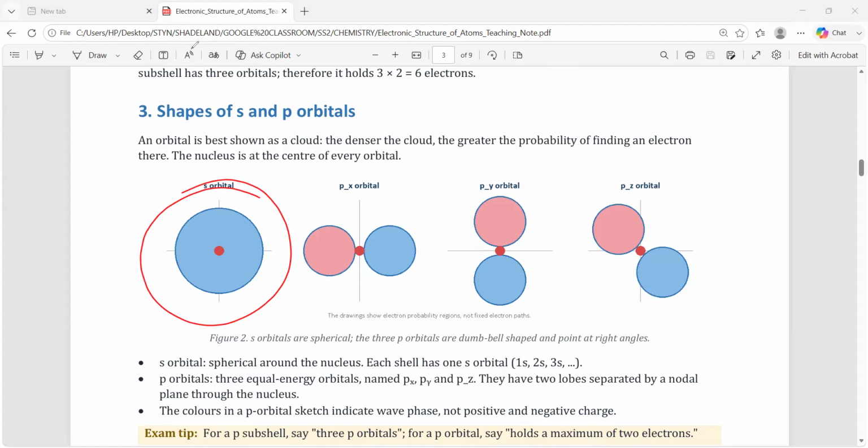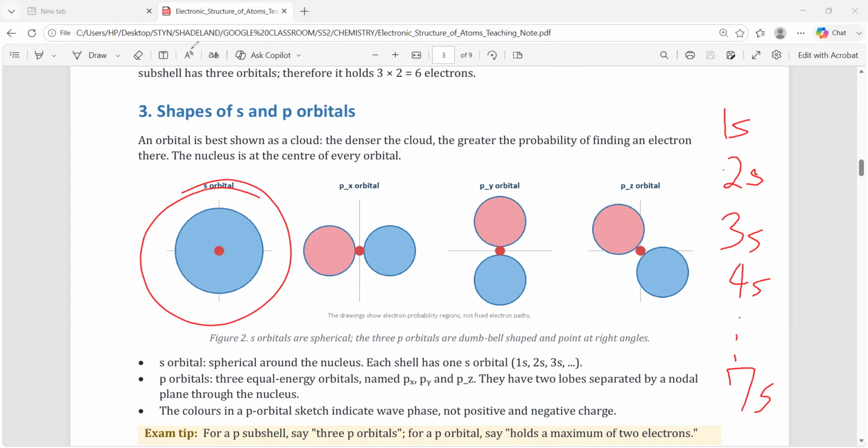Each shell has one s orbital. Every shell has an s orbital. That means the first shell has an s orbital we call 1s. The second shell has an s orbital we call 2s. The third shell, 3s. The fourth shell, 4s, all the way down to 7s, because the largest atom we know or that has been discovered has 7 shells. All right, so that's it.